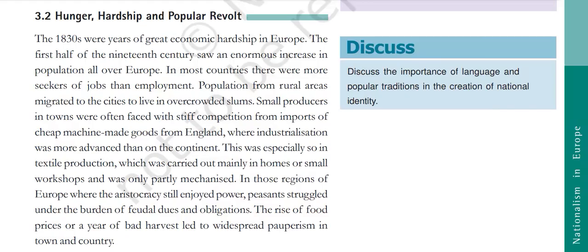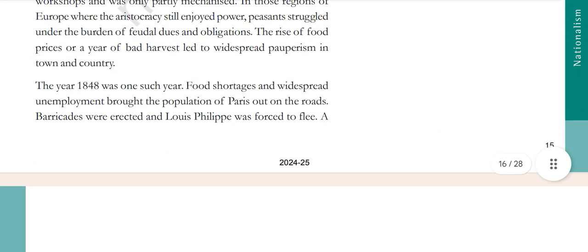In those regions of Europe where the aristocracy still enjoyed power, peasants struggled under the burden of feudal dues and obligations. The rise of food prices or a year of bad harvest led to widespread pauperism in town and country. The year of 1848 was one such year.